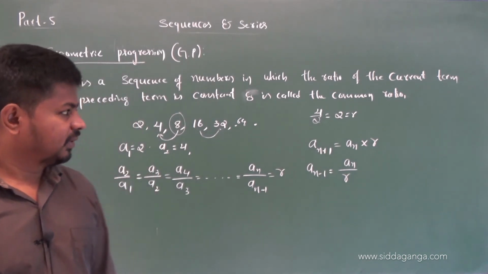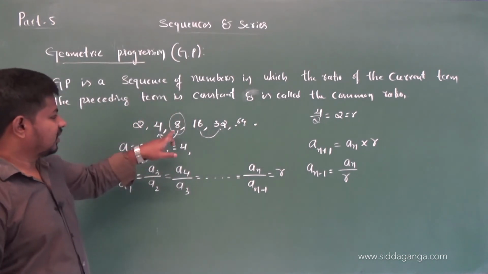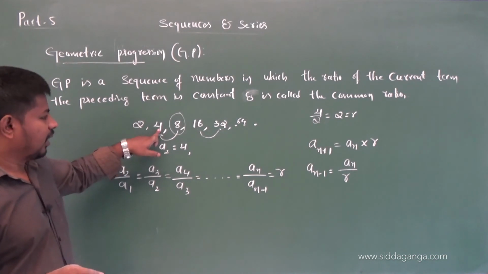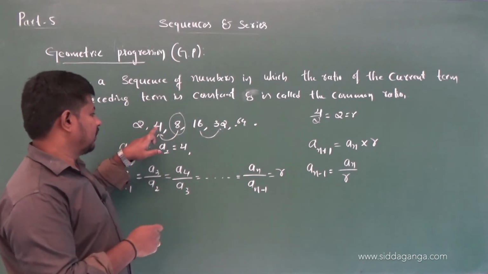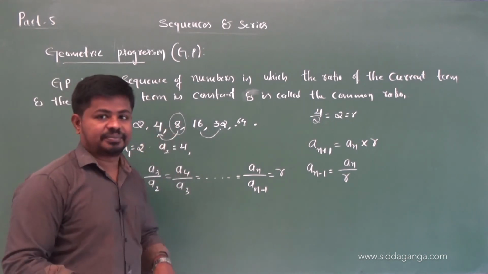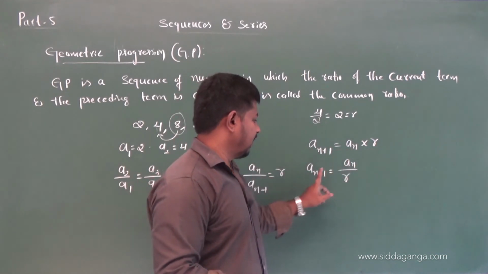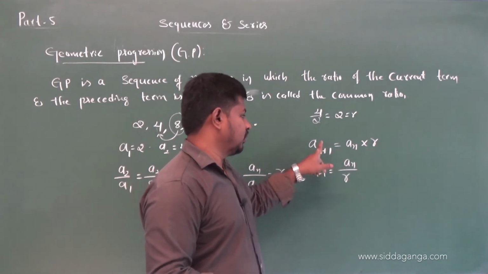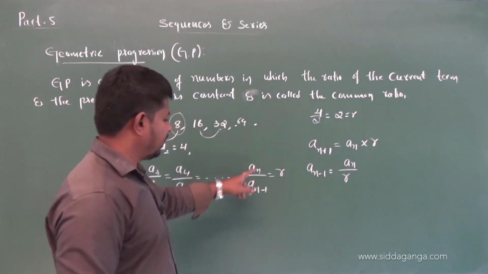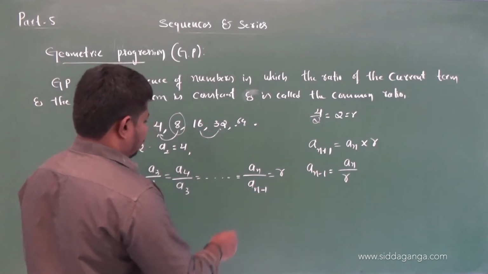Hope you got this. These are the important results. To get the succeeding term, you have to multiply the current term by R, and to get the preceding term, you have to divide the current term by R. That's very important. This is a_(n+1) = a_n × R, a_(n-1) = a_n / R. This is to get the succeeding term, this is to get the preceding term, and a_n / a_(n-1) is always equal to R. So this is the result.